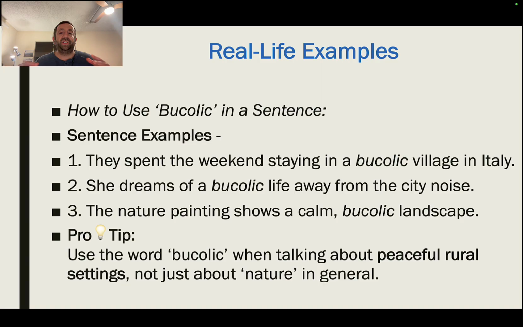So a bucolic village is like idyllic, also is another similar word. But bucolic, it's quiet, it's peaceful, it's beautiful. You're in nature, basically. It's a natural setting.